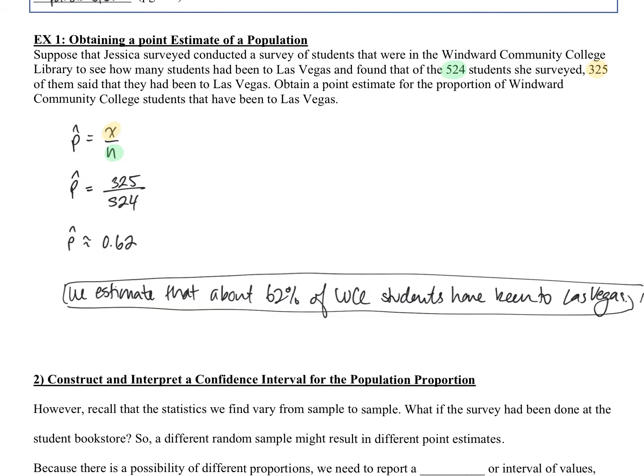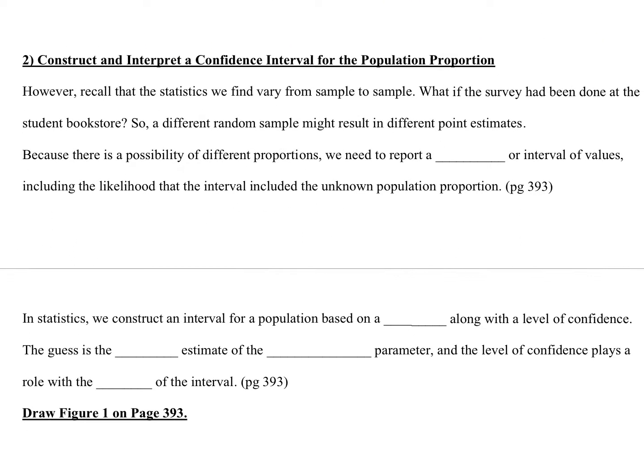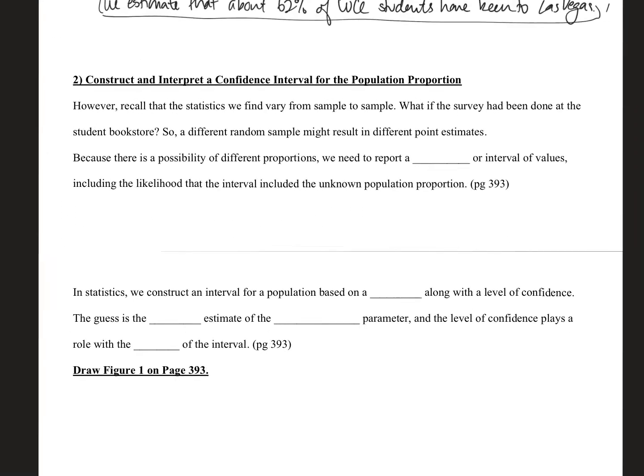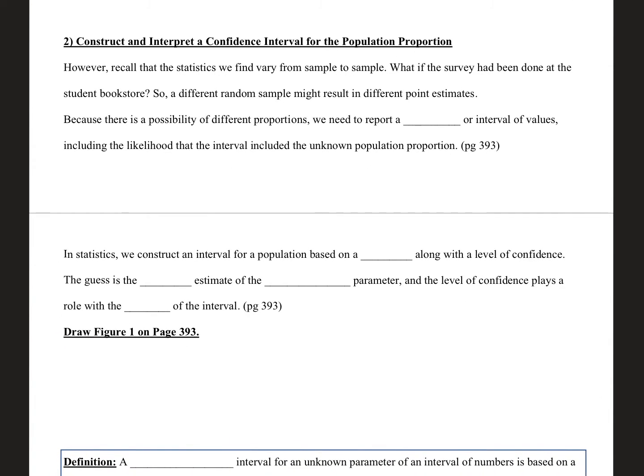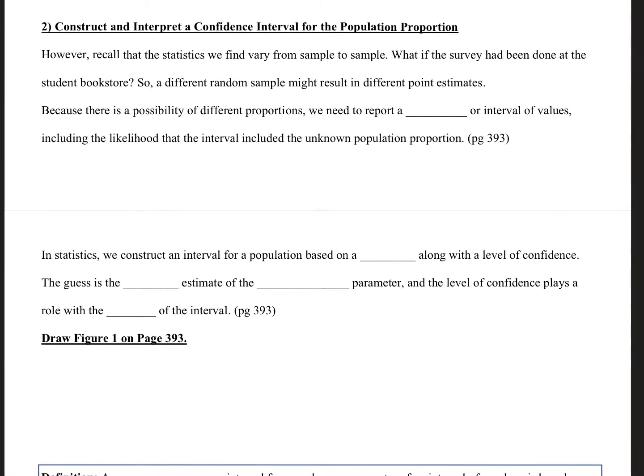Okay, so now let's take a look at Objective 2, constructing and interpreting a confidence interval for the population proportion. One of the problems with this is, recall that in statistics, the samples we find would vary from sample to sample. So what if the survey had been done at the student bookstore instead of at the library? We would get a different random sample, right? Which would result in different point estimates.